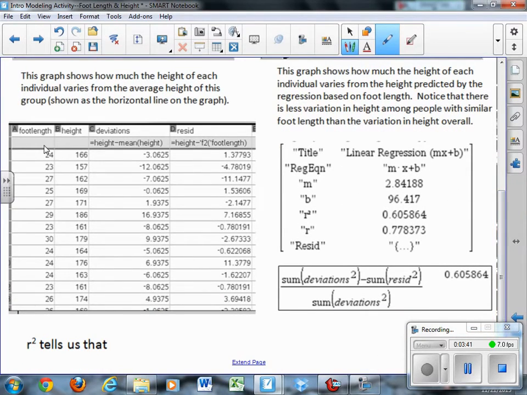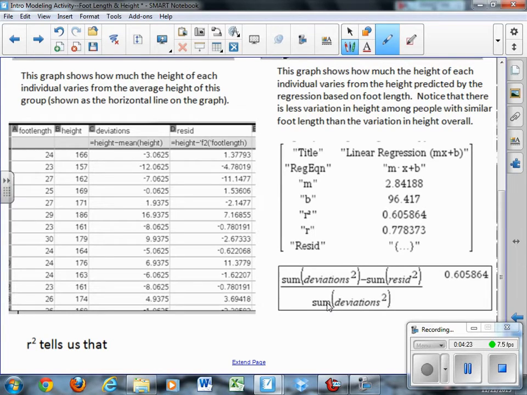Here's the foot length, here's the height. The deviations are each of the heights minus the average height. So that shows you all of the different deviations from the average height. The residual is each of the heights minus the predicted height. In other words, if I put foot length into the equation, then that gives me a predicted height, and the difference between the two is my residual. Then, on my calculator, I take the sum of the deviations squared minus the sum of the residuals squared. So that gives me the difference between those overall amounts of variation, and I divide it by the sum of the deviations squared. This might look to you like a percent error calculation.